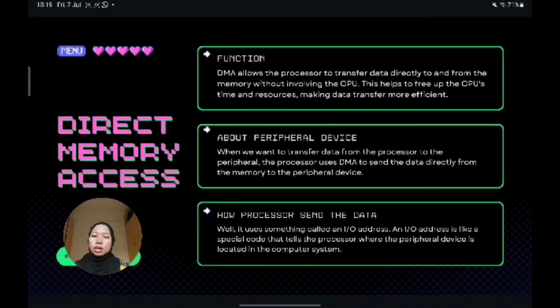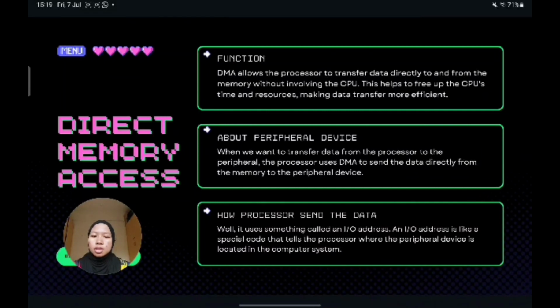So the main method used in this data transfer is direct memory access. The function of DMA allows the processor to transfer data directly to and from the memory without involving the CPU. This helps to free up the CPU time and resources, making data transfer more efficient. About the peripheral device, when we want to transfer data from the processor to the peripheral, the processor uses DMA to send the data directly from the memory to the peripheral devices.